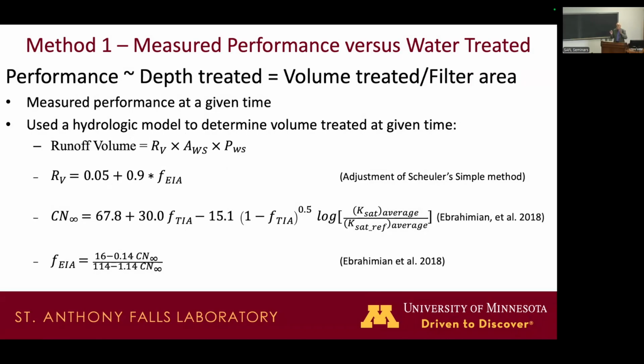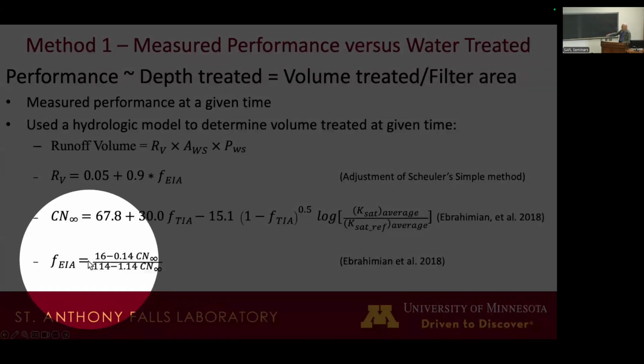What's effective impervious area? Basically, that means you don't count rooftops that are draining to grass. You just count what's draining straight to the storm sewer. So that's effective impervious area. And then these other two equations here, Ibrahimian et al., he was a student of mine that we developed previously. We use these two equations to end up with FEIA, our fraction of effective impervious area.